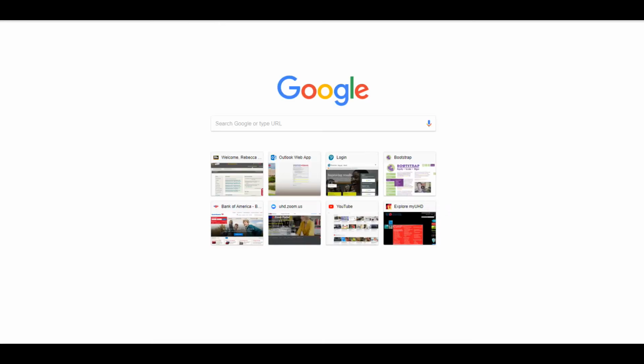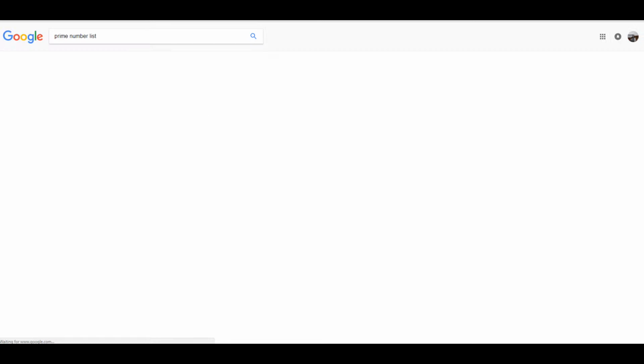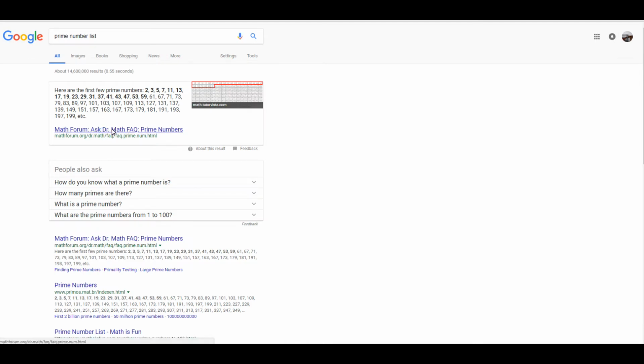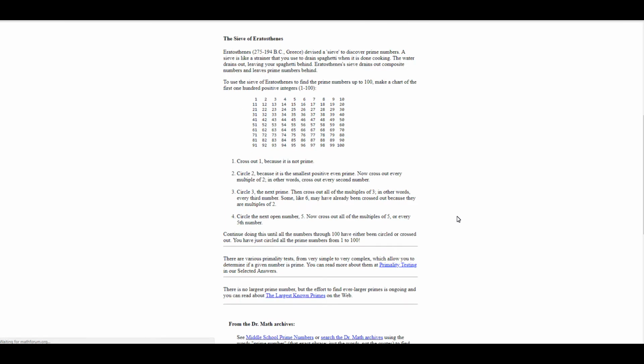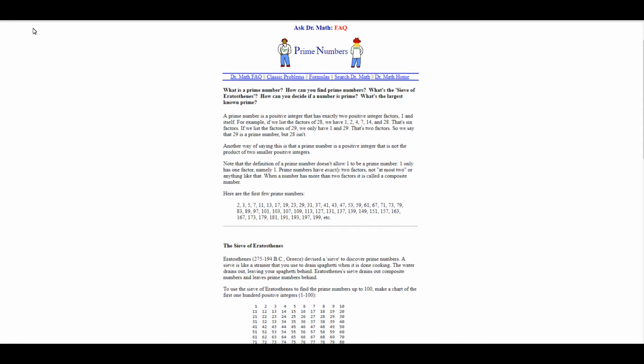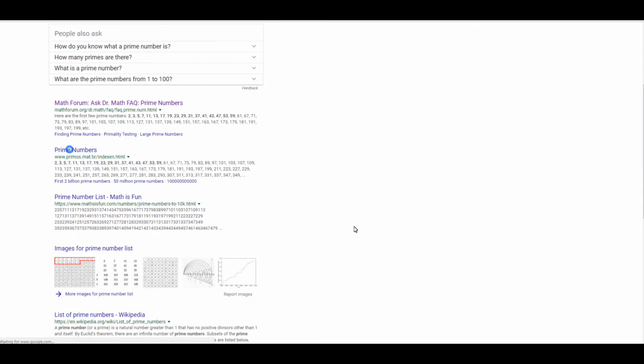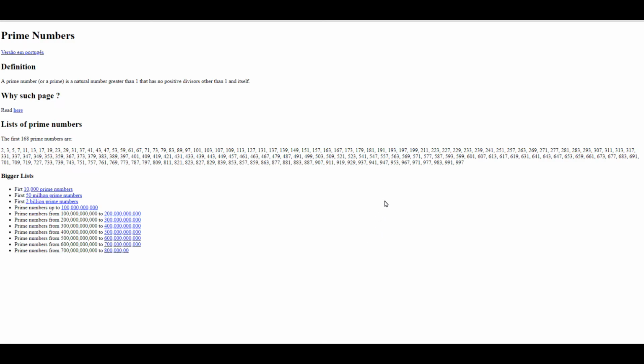So I'm just going to do a quick search real quick. Prime number list. Oh geez, this is a huge set here. And we will talk later about how to simplify this process, by the way. First of all, let me check, is 391 on this list? No, it's not. So it's not a prime number.